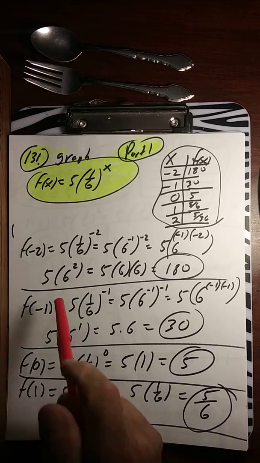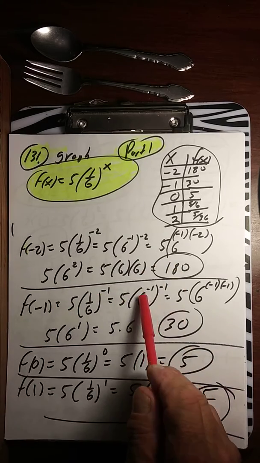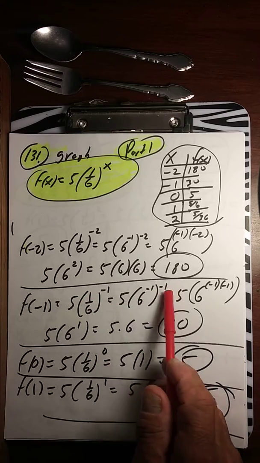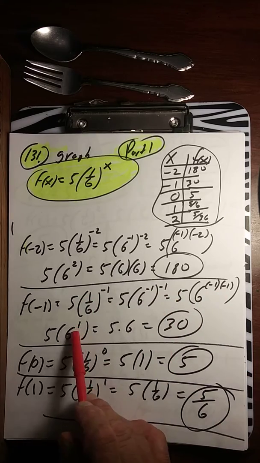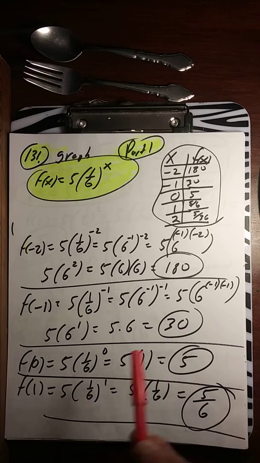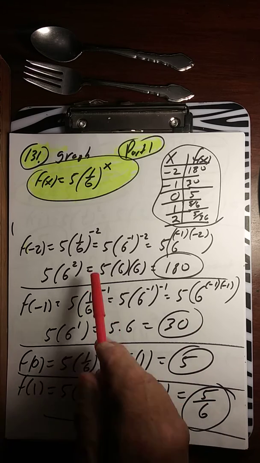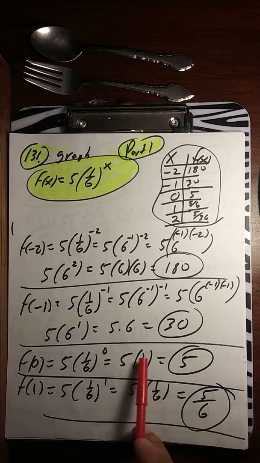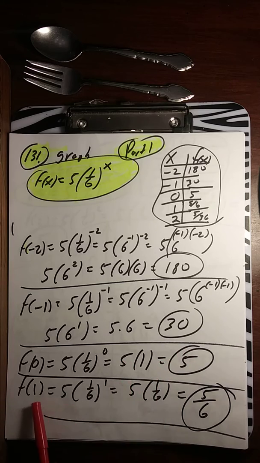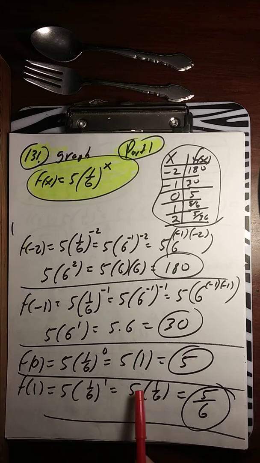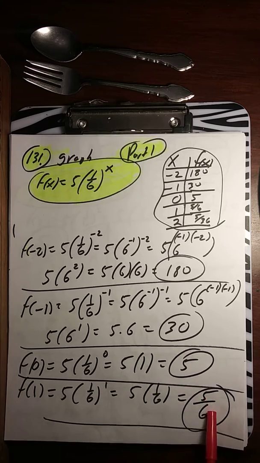Next one. Negative 1. 1 over 6 to the negative 1. Rewrite this one. Negative is positive. 6 to the 1 is 6. 5 times 6 is 30. This is the next number. 0. Put a 0. That number to the 0 is 1. 1 times that is 5. Put a 1 in there. To the 1, that is going to be 5 times 1 over 6, is 5 over 6.